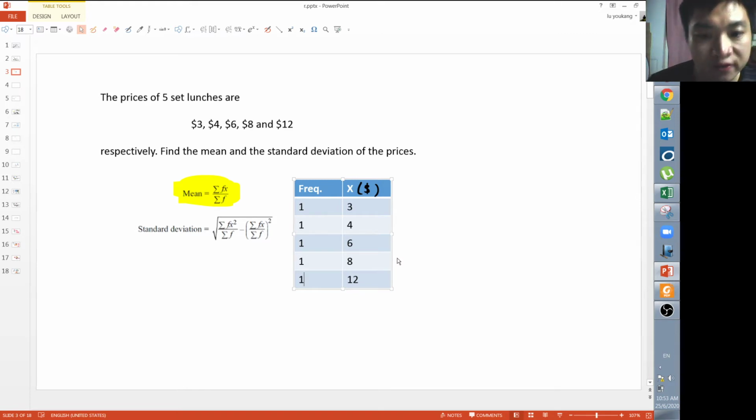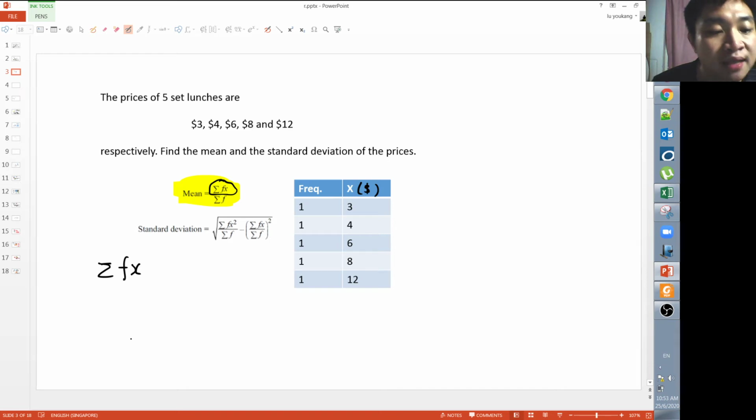Okay, so with this table, in fact, your job is half done. I will tell you what. If you can see from your formula for the mean, the numerator here is what? The numerator here is the summation of your fx. Let me write it properly. So it's the summation of fx.